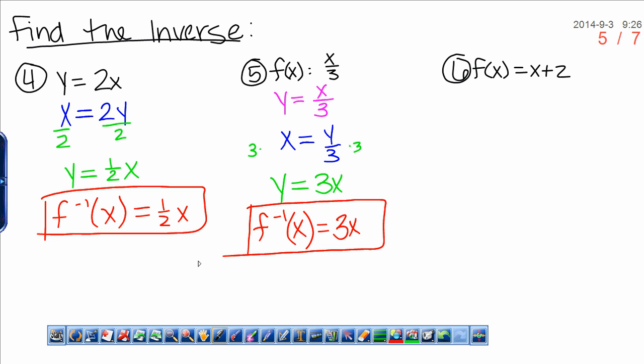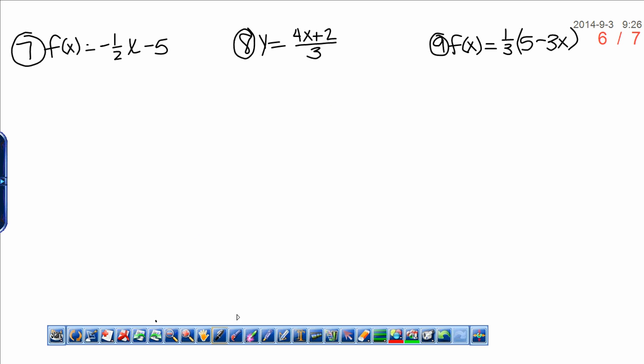All right, check with your neighbor. All right, would you agree we get f inverse of x equals x minus 2? Cool. Okay, now these were really straightforward, right? They're going to get a little more complicated over the next couple days, months, but it's nice to start with basics. So let's try number 7.